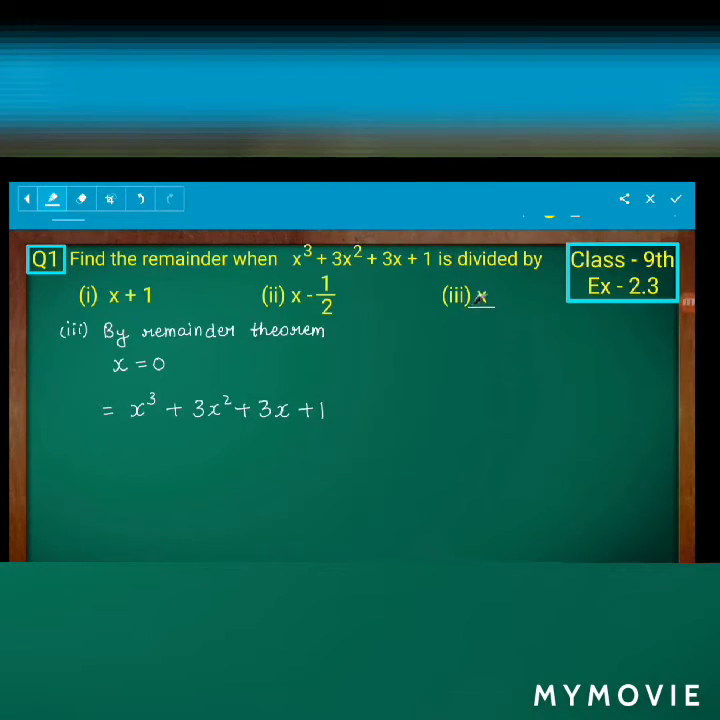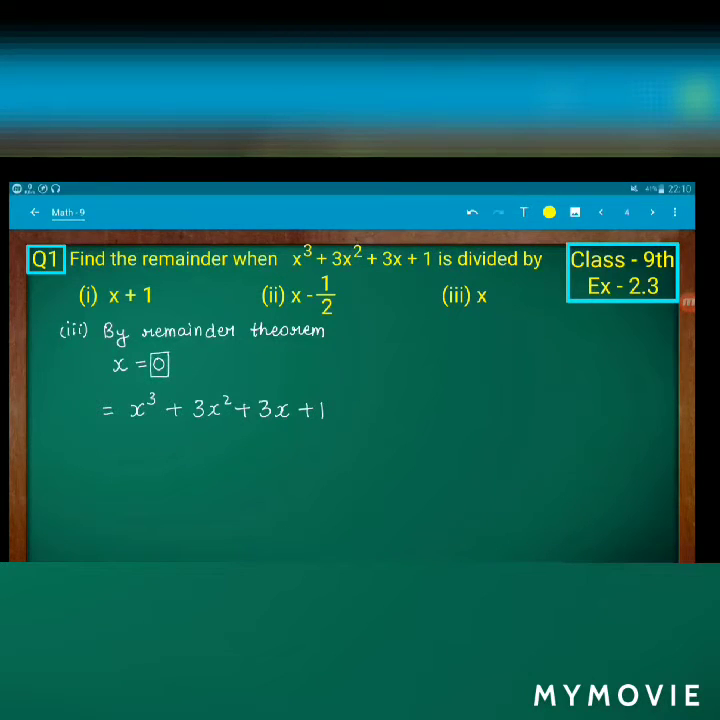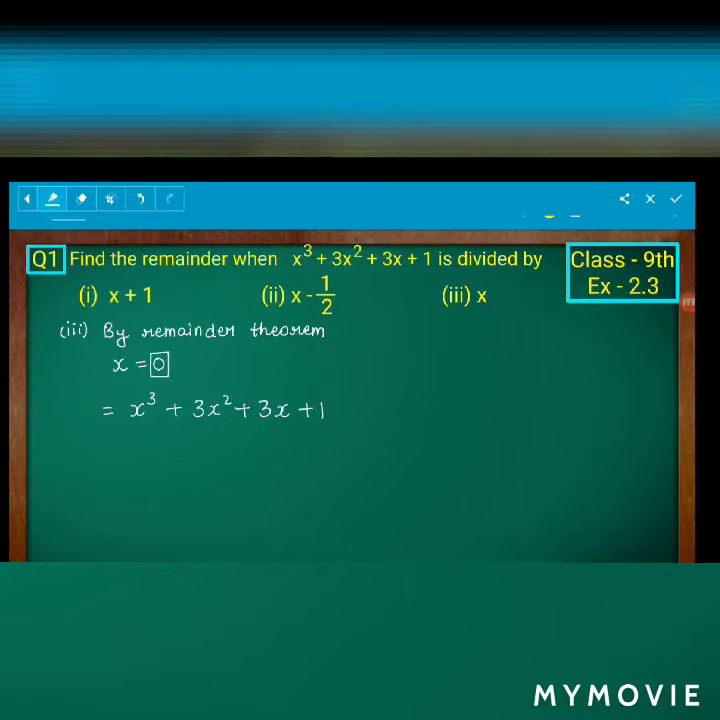So we'll start with the next one, x. So here x should be equal to 0, that is g of x should be equal to 0. If x is 0, obviously the value of x will become 0. The only thing is that value should be substituted in p of x, isn't it?